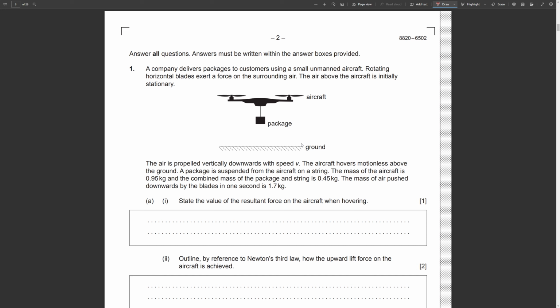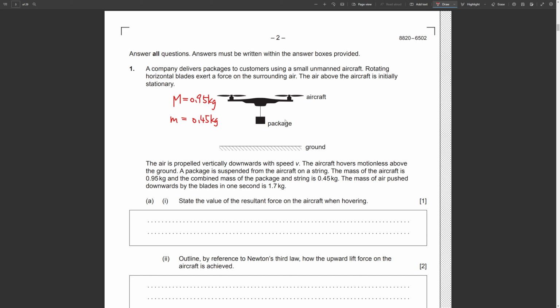There are lots of numbers being given in this question. For instance, the mass of the aircraft is 0.95 kilogram. So I suggest right next to the diagram, you put down capital M for the big mass of the aircraft is 0.95 kilogram. And the string and package altogether, its mass is small m equals 0.45 kg.